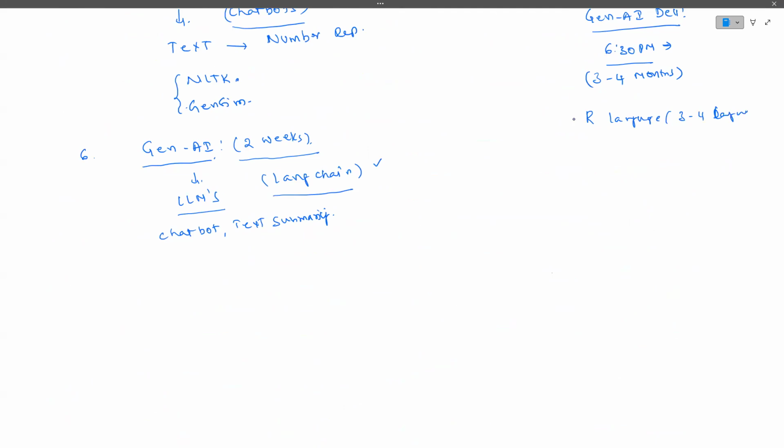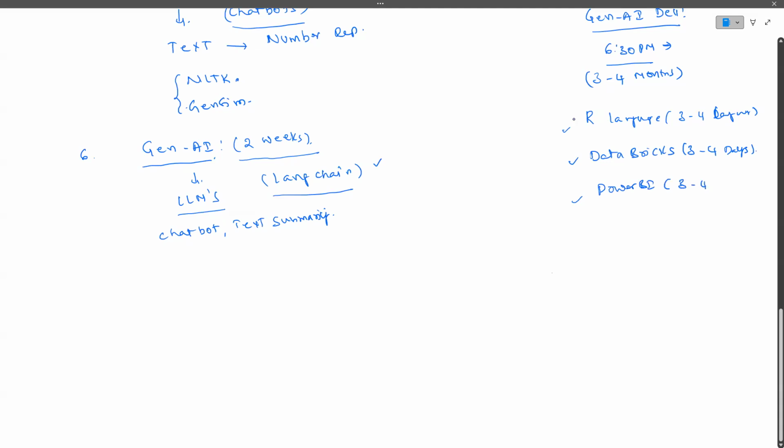And apart from that, a little bit of Databricks I'm going to discuss, because you want to highlight something in your course. Databricks can sometimes be useful nowadays, with a lot of requirements on Databricks, guys. Not too much time, hardly 3 to 4 days. And a little bit of Power BI, not completely in depth. That is also hardly another 3 or 4 days, guys.